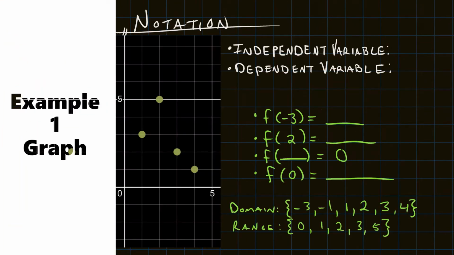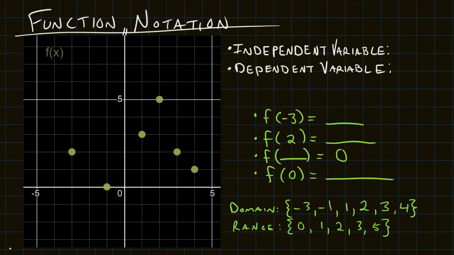Our first example is going to show us how we use function notation to evaluate a function using a graph. Let's start by identifying our independent variable and our dependent variable. Our function here is called f of x, which means x is our independent variable and f of x is our dependent variable. It's not just f, it's actually f of x. Remember, f of x is equal to y. Same thing. So now let's evaluate our function for a few different values.